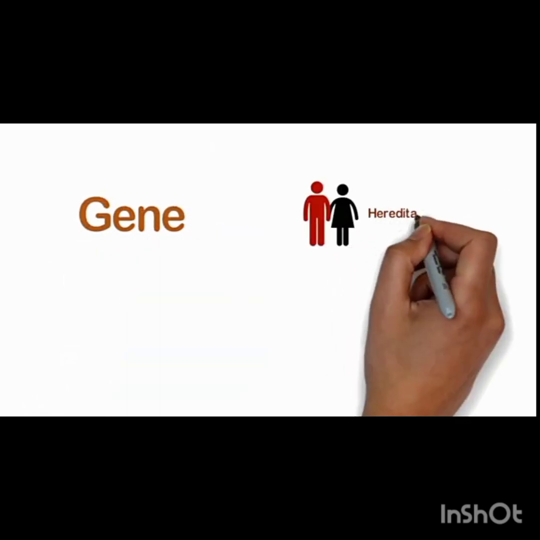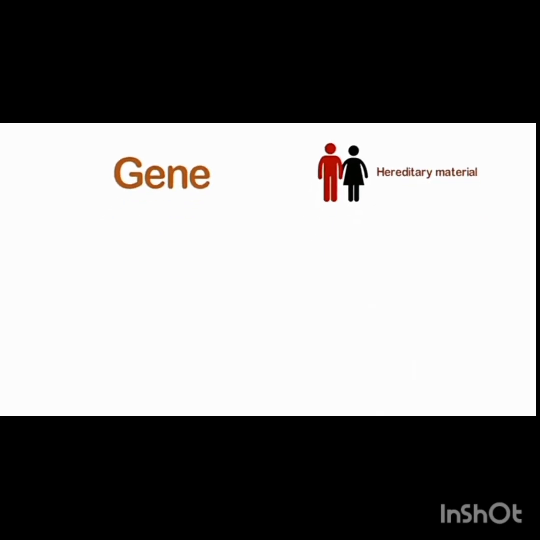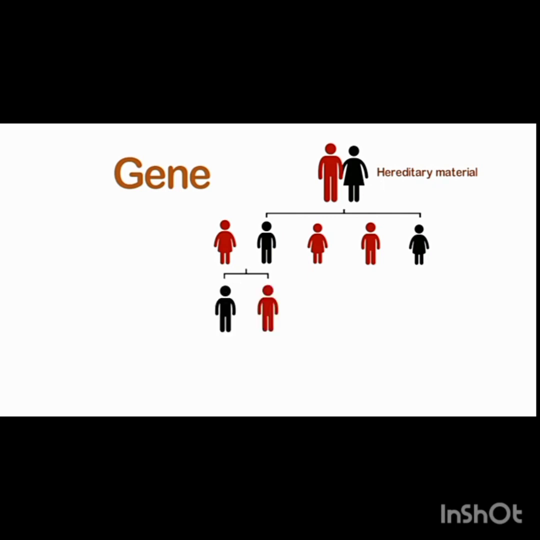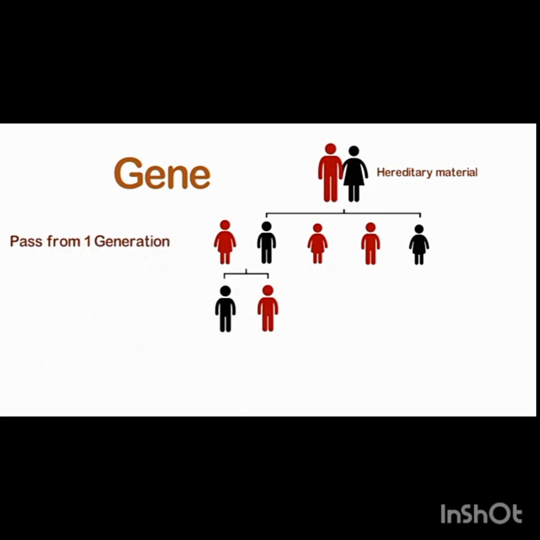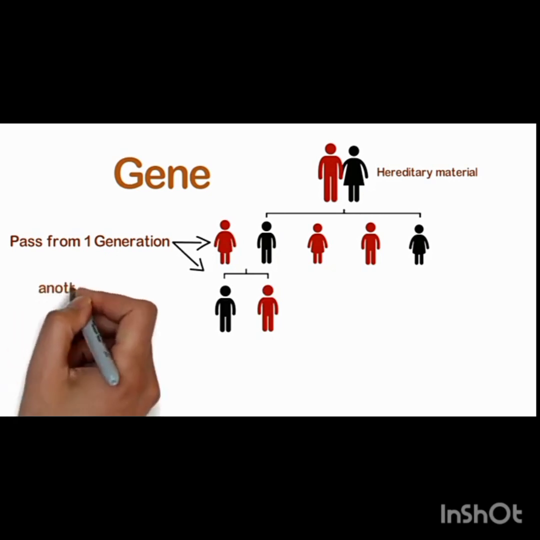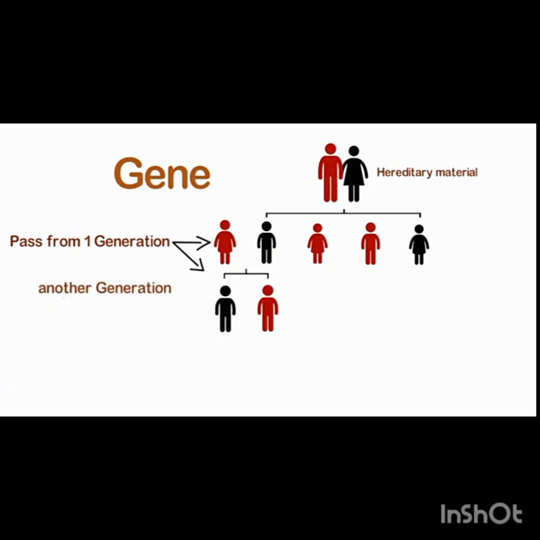One of the characters of these genes is that it gives the genetic information to their offspring and from there to their children. Like this, the genetic information is passed from one generation to the other generations, and it continues for generation after generation.